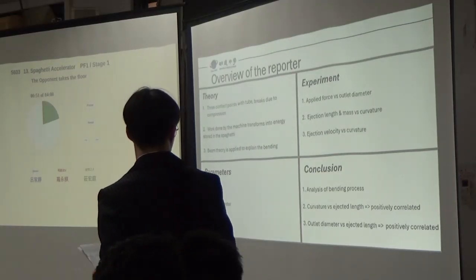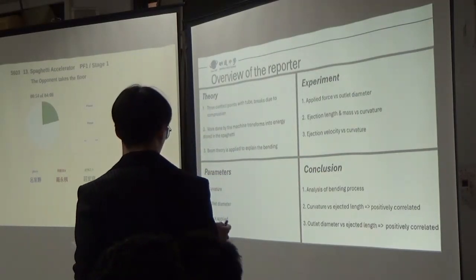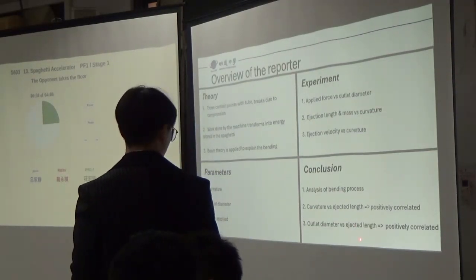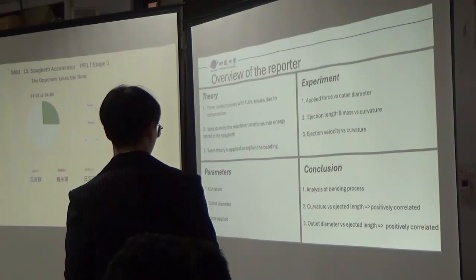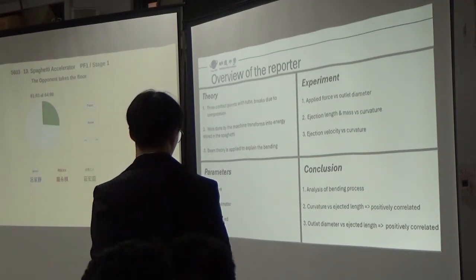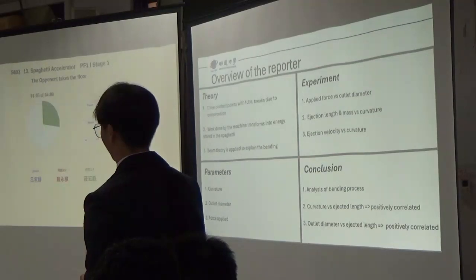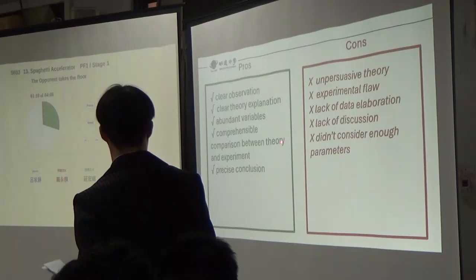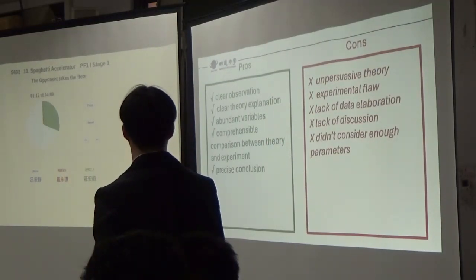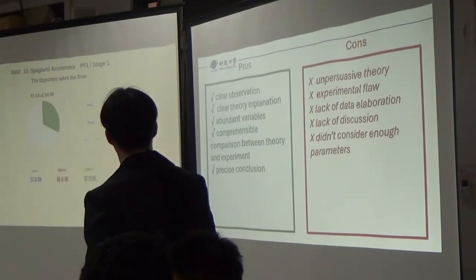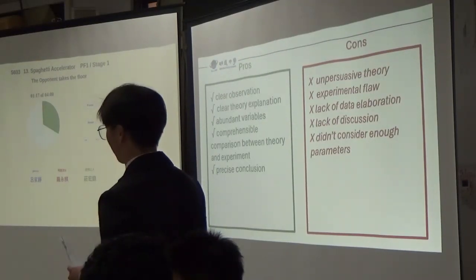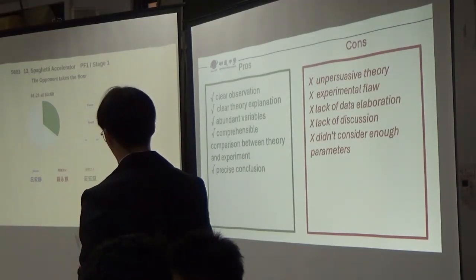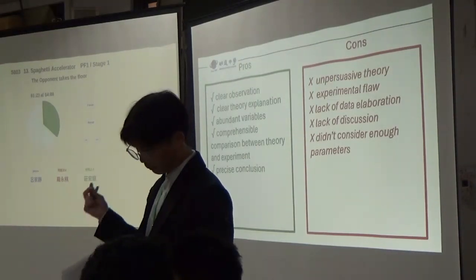And their conclusion is that they have the analysis of the bending process and the curvature, the relationship between curvature and the ejected length, and they say it is positively correlated, and the diameter and the ejected length they also stated are positively correlated. And these are some of the pros and cons. You have clear observation and abundant variables, but I think their theories are a bit unpersuasive because they have some factors they didn't consider.